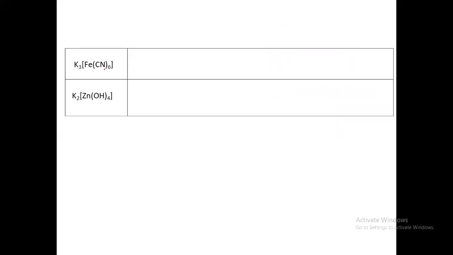How to name this? Positive part first. So potassium. Remember, whether it is K3 or K2, it doesn't matter, always potassium. The subscript number outside the coordination sphere is irrelevant. So potassium 1. Now cyanide, so hexacyanido. It's iron, right? So ate. Not ironate, it's ferrate.